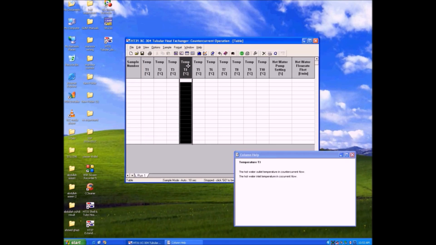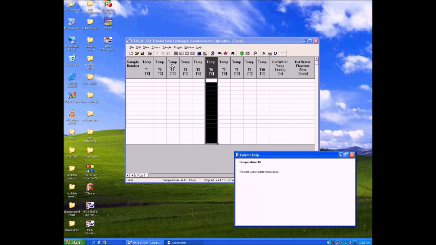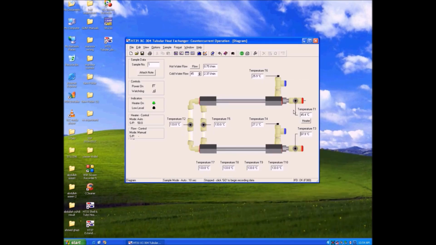Now click on the Excel sheet, and now you can see the temperature recorded here: T1, T3, inlet or outlet temperature. T1 and T3 for hot water, and T4 and T6 for cold water. As for T2 and T5 thermocouples, we didn't connect them. Now click on view diagram and see the temperature has reached near about 55.